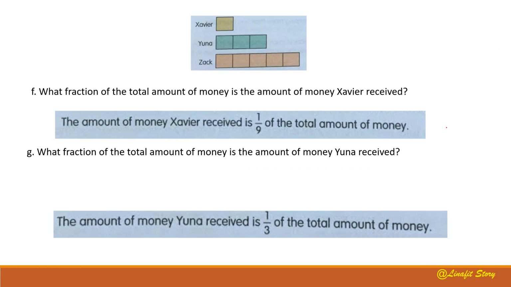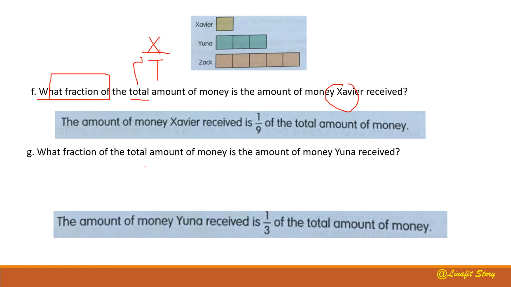Next, what fraction of the total amount of money is the amount of money Xavier received? So be careful over here, what fraction of the total? So the total will be the denominator, while the numerator is Xavier. So Xavier out of total equals 1 out of 9. So the amount of money Xavier received is 1 out of 9 of the total amount of money.